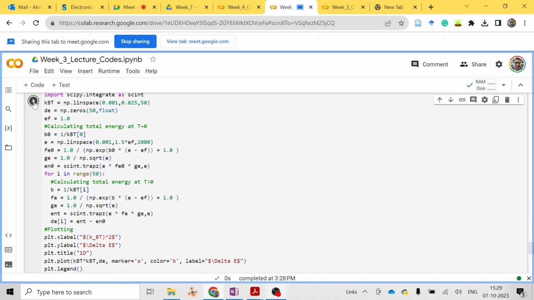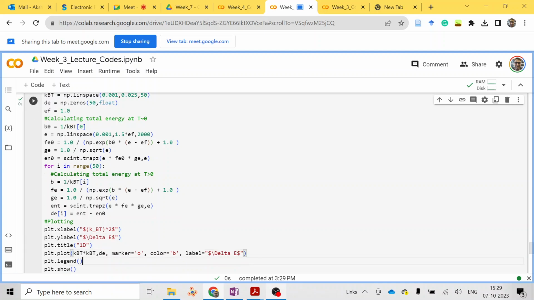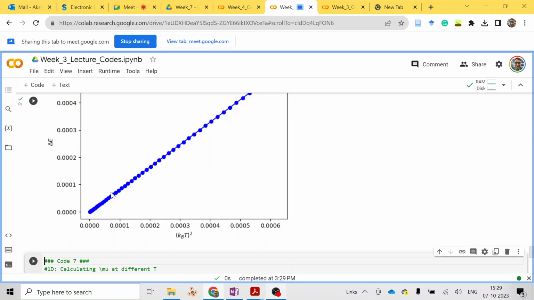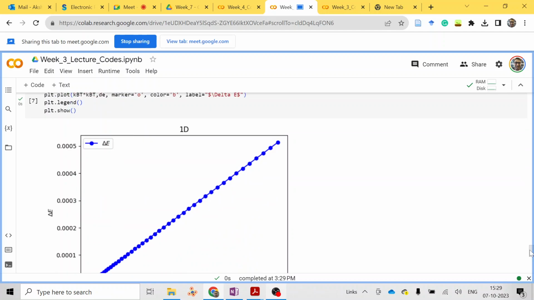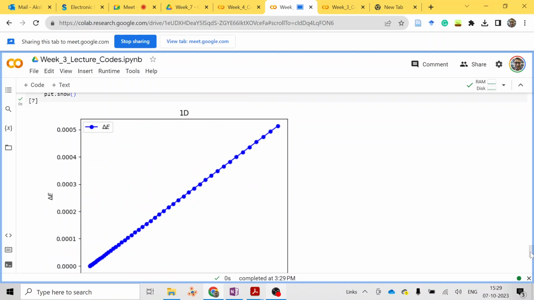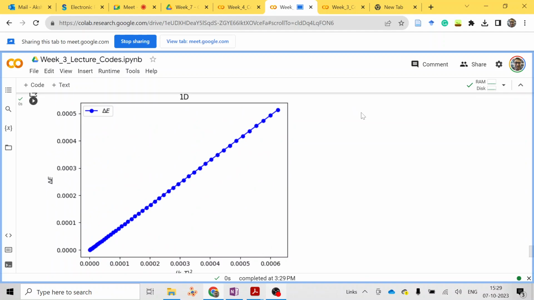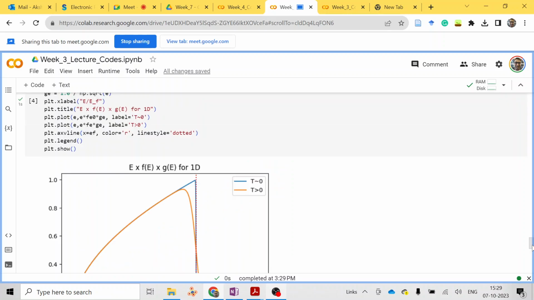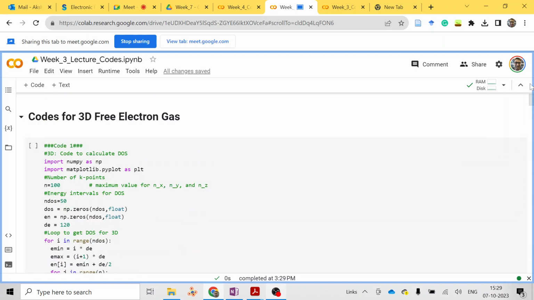Alright, for both of them I have changed it. Let me just run this code. And for 1D also we can see that it goes like this. You can see these delta E values will be a little different, but in all three cases we have seen that basically with kBT square this change in the energy will increase. Alright, so let's stop sharing.